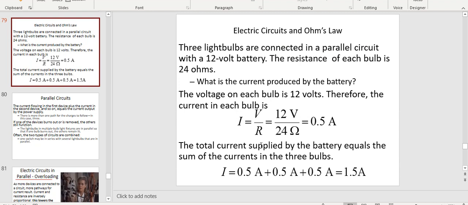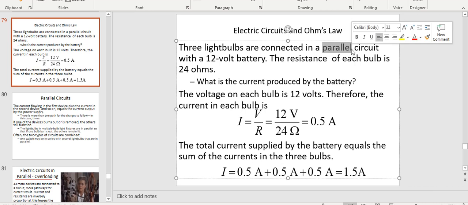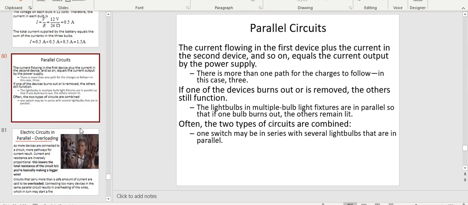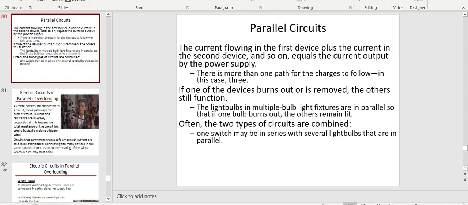We did this example here. You guys can have a look at it. It's not too bad. It's just the understanding. I can ask you this question in a parallel circuit or a series circuit. The math will be a little different. In a series circuit, you won't have this. The current flowing in the first device plus the current in the second device plus the current in the third device plus the current in the fourth device will equal the current output of the total supply. Of course it will.